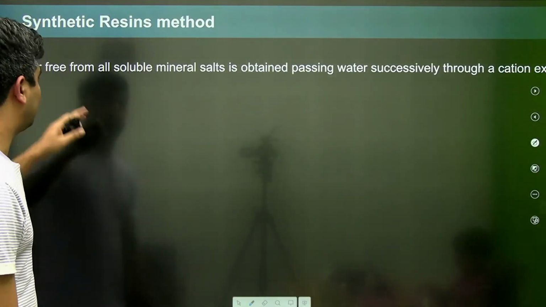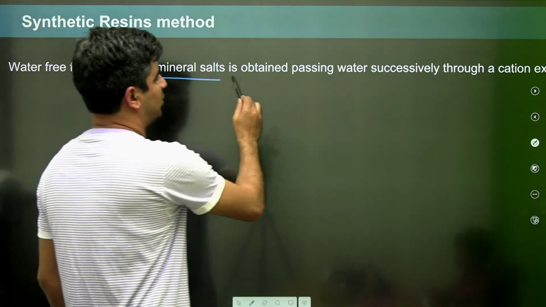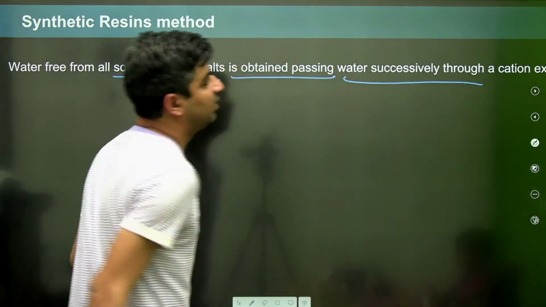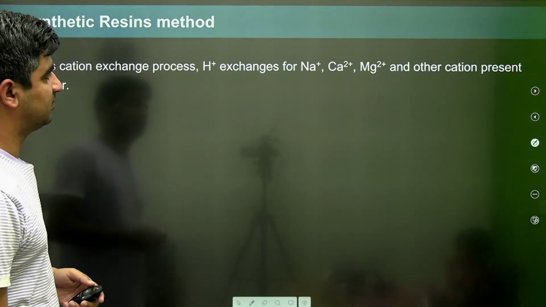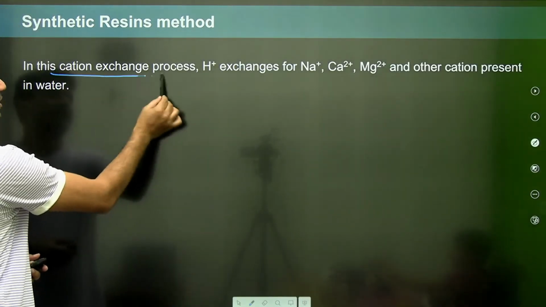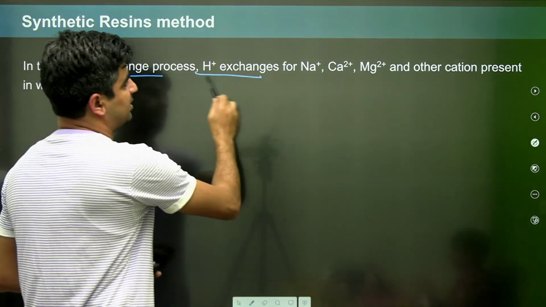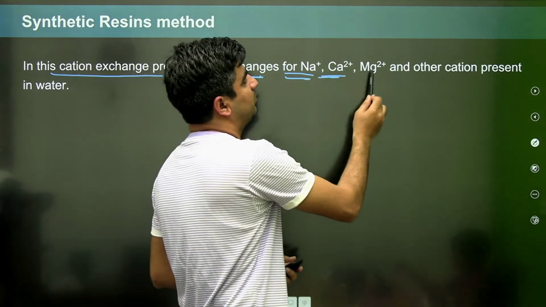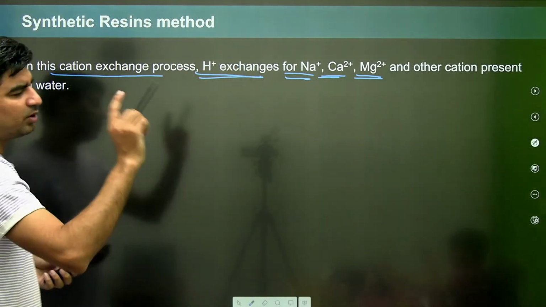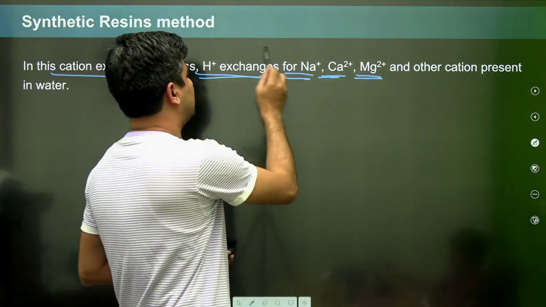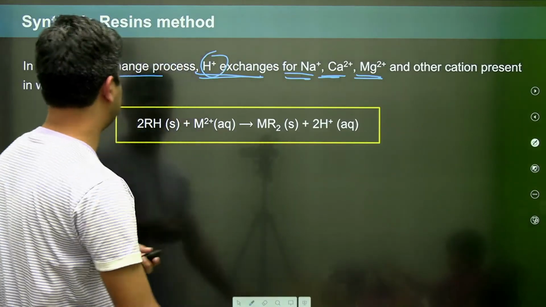Got it? So water free from all soluble mineral salts is obtained by passing it successively through a cation exchange resin and an anion exchange resin, right? In this cation exchange resin process, H plus exchanges for Na plus, Ca2 plus or Mg2 plus and other cations present in the water. तो कोई भी cation present है उसकी जगह क्या आ जाएगा, H plus. तो H plus कैसे आएगा?